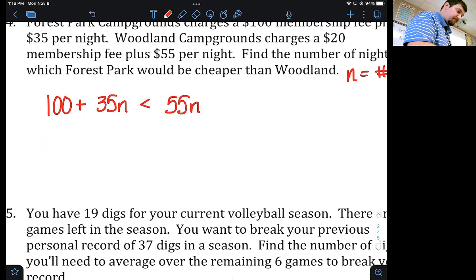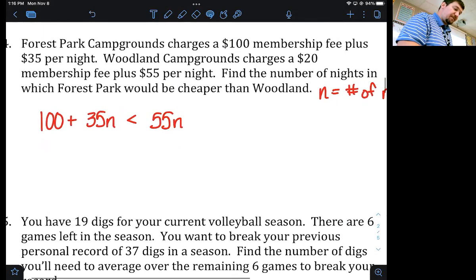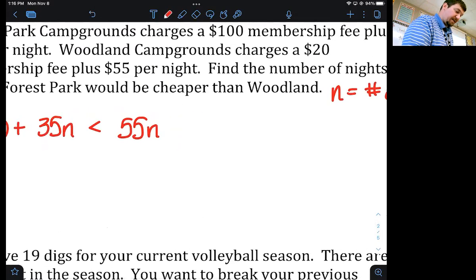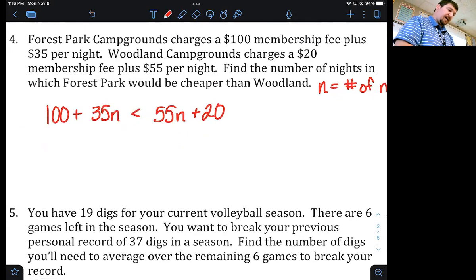Lizzie? $20. Is there a $20 membership fee? You are right. I'm going to add 20 to that, or you could have put 20 plus 55n in. Yeah, thank you for that. I completely spaced on that. So I'm glad we got that. That would have been wrong.